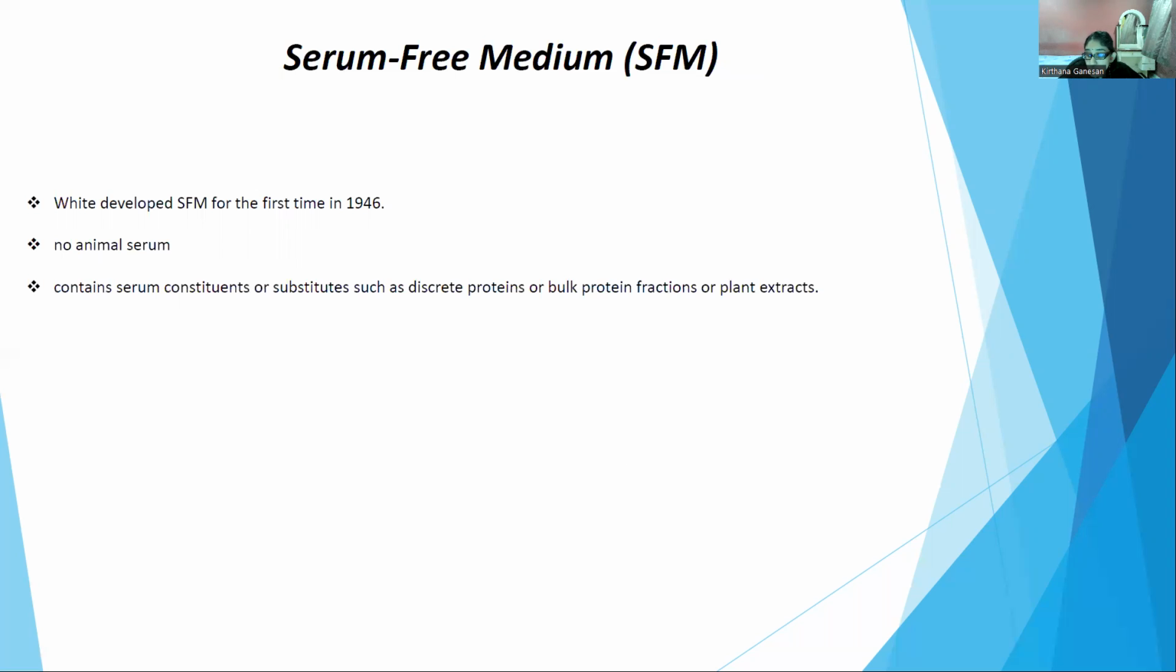Another type of growth medium that can be used for cell culturing is the serum-free medium, which was developed by White for the first time in the year 1946. So it contains no animal serum, but it only contains serum constituents or substitutes such as discrete proteins or bulk protein fractions or plant extracts.